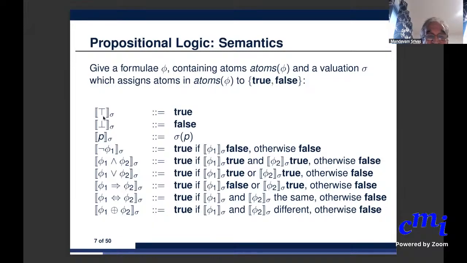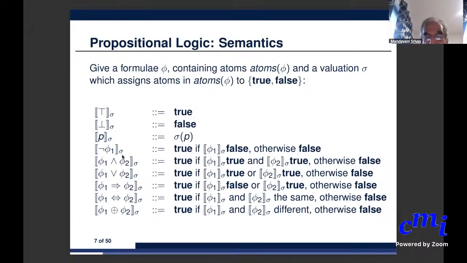As you would expect, the constant true is always intended to be true, irrespective of what sigma is. Bottom, which is the constant false, is always false. P is a propositional variable, so its truth value depends on the value that your valuation assigns to P, and that's why its truth value is defined by applying sigma to P. And the rest are all as you would expect.